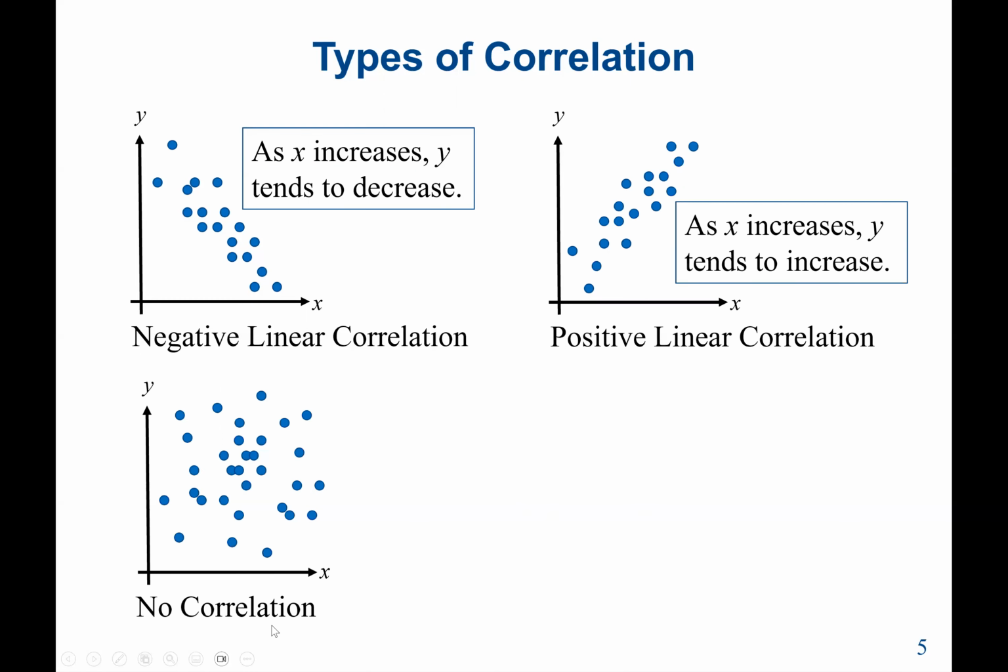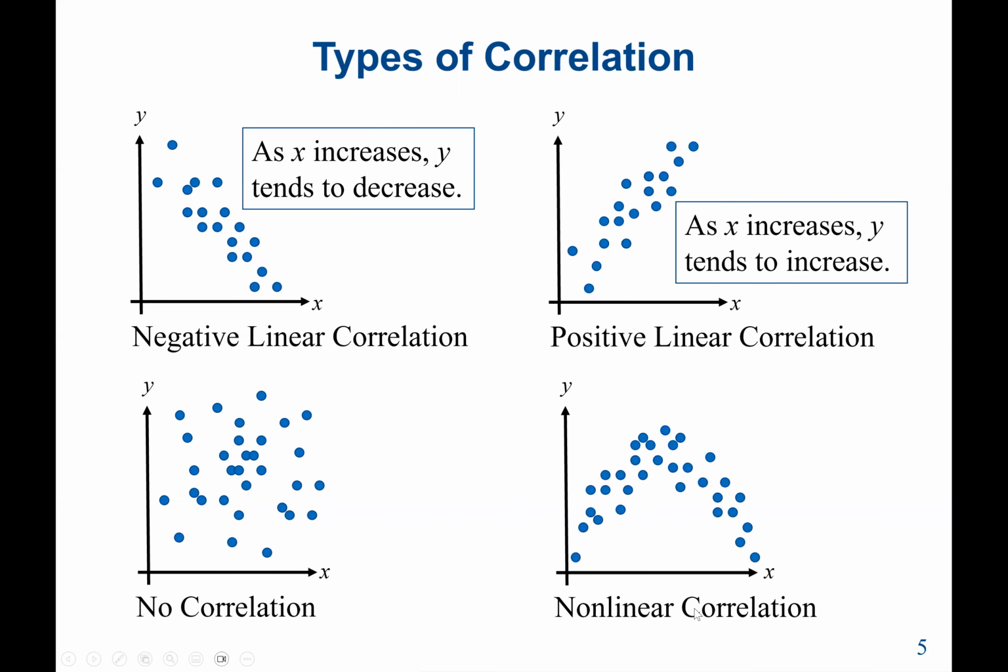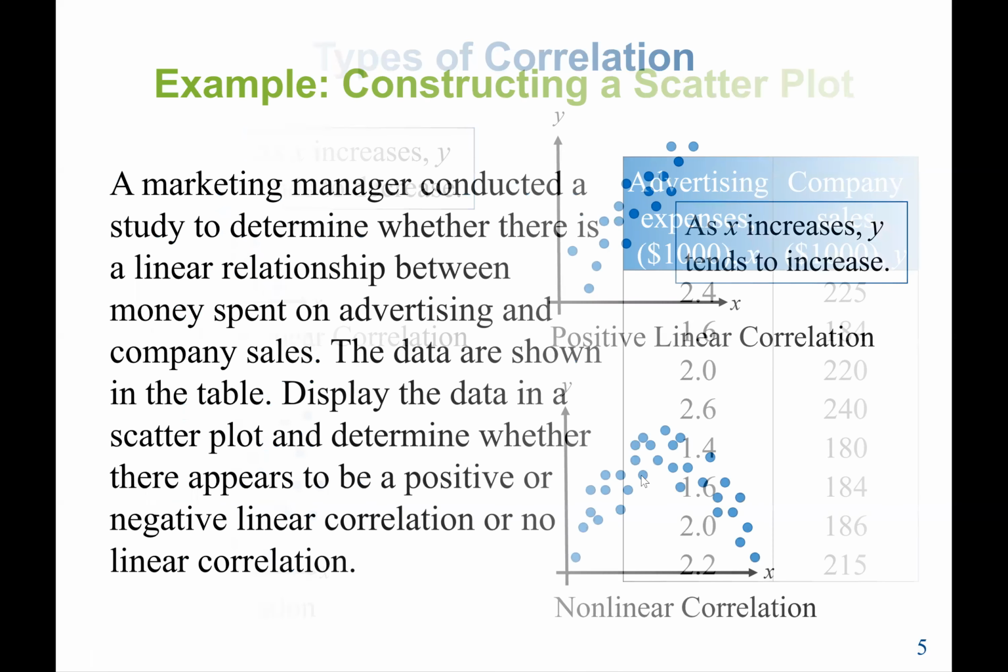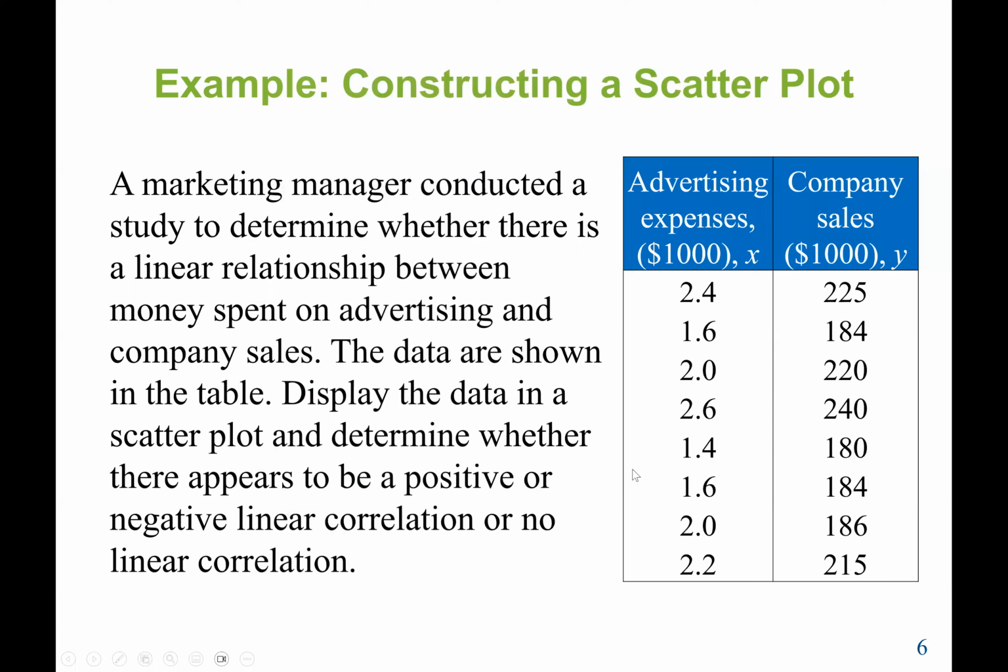Here we have no correlation because we can see that sometimes when X increases, Y increases, and sometimes when X increases, Y decreases, or the opposite. So here we can see there's no pattern, the points just scatter everywhere. So there's no correlation. And here we have nonlinear correlation. Actually, we can say this is a polynomial correlation, nonlinear. Our lectures today focus on linear correlation.